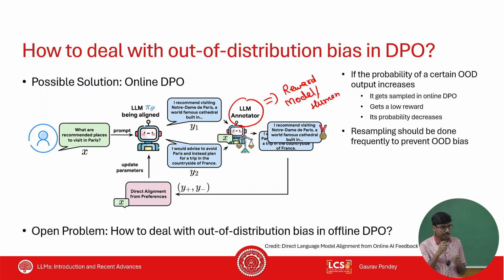But what if I have preferences available, human preferences available? Can I use them to train the policy without getting into this out of distribution bias? This is something that I would encourage everybody to think about. How would you deal with this out of distribution bias in an offline setting? This is an open question, and we don't have any answer. It's an interesting problem to think of. Is there any question about this slide?